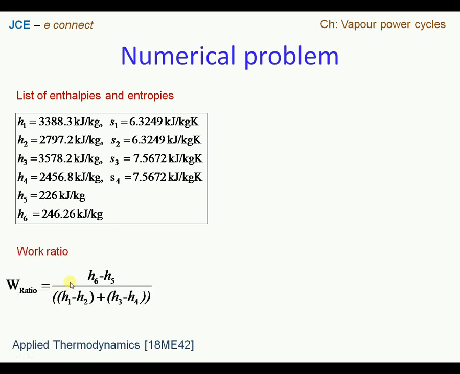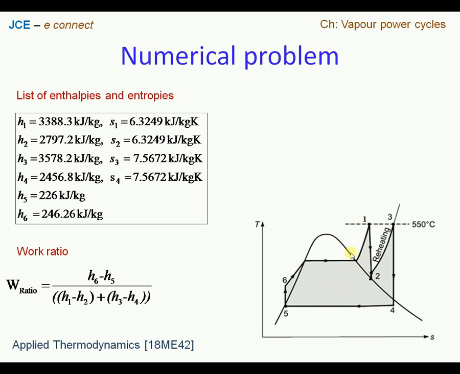So we have the equation for work ratio from the TS plot. Work ratio is given as the ratio of pump work to that of turbine work. So pump work we can see here, that is H6 minus H5. So in the numerator we have pump work H6 minus H5, and in the denominator we have turbine work.